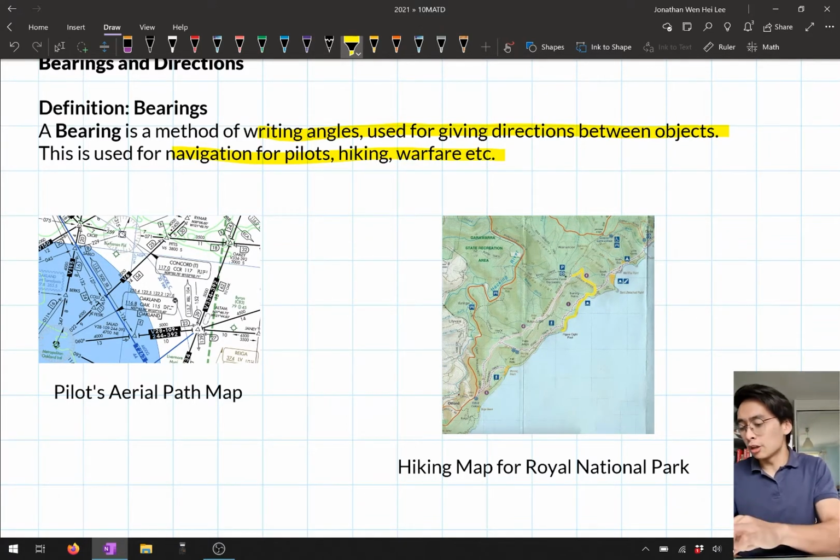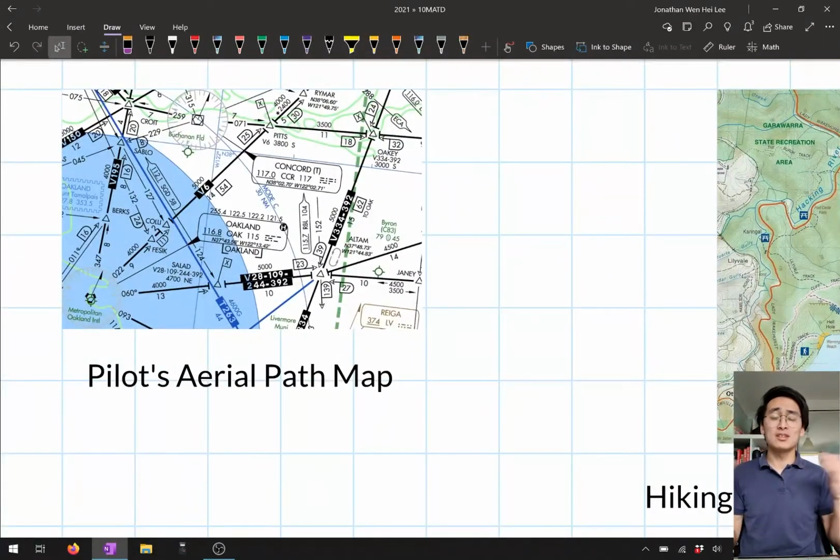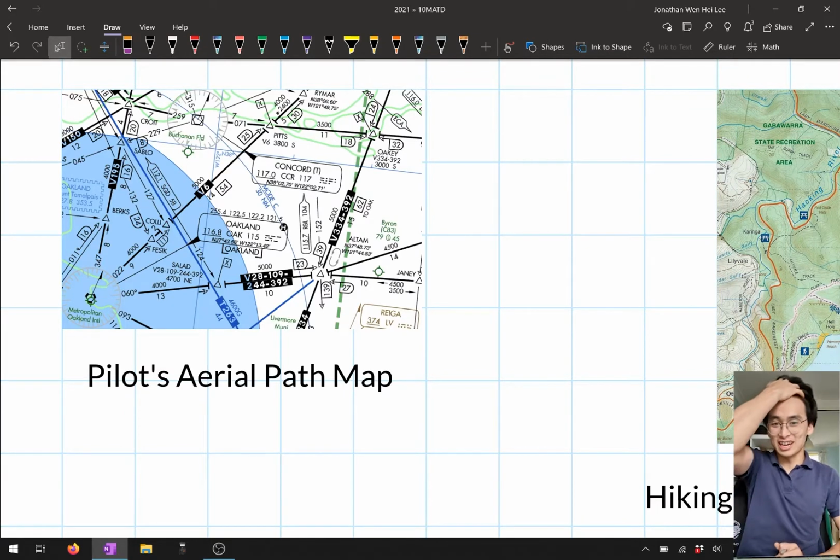For example, on the left, we have a pilot's aerial map, telling pilots where they can fly, back in the days when we used to be able to fly out of this country. It tells a pilot what their direction is. If we want to tell a pilot, okay, I'm going in this direction, how do we do that? That's where bearings come in.